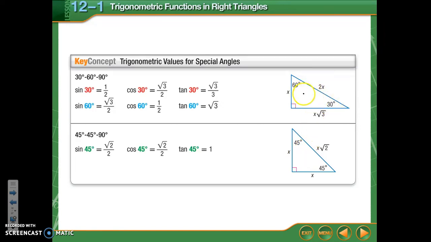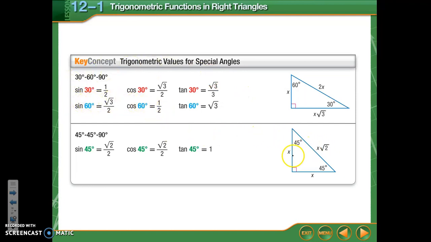Okay, so if I have a 30, 60, 90 triangle, remember the side opposite of 30 we often call x. The hypotenuse is twice the length of that short side, and the longer leg is the short leg times the square root of 3. So these are the trig ratios for angles 30 degrees and 60 degrees. These are also going to be super important. You're going to use them for the entire unit.